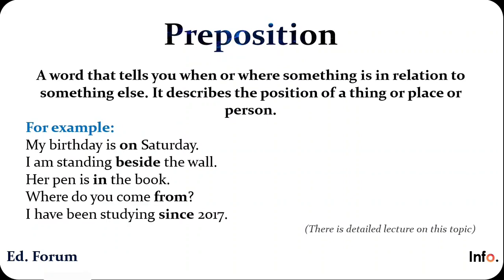It tells you the position, it tells you the location, it tells you where that thing or place is, or that person is sitting, or that person is talking to someone or not talking to someone, something like that. For example, my birthday is on Saturday. On is a preposition over here, and we are describing the day. Okay, I'm standing beside the wall. Her pen is in the book, so the pen's position is in the book.